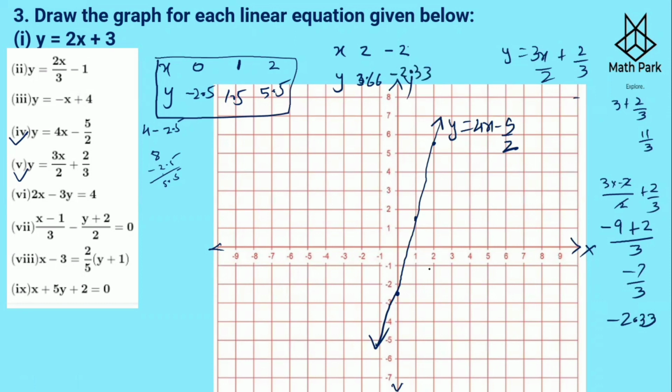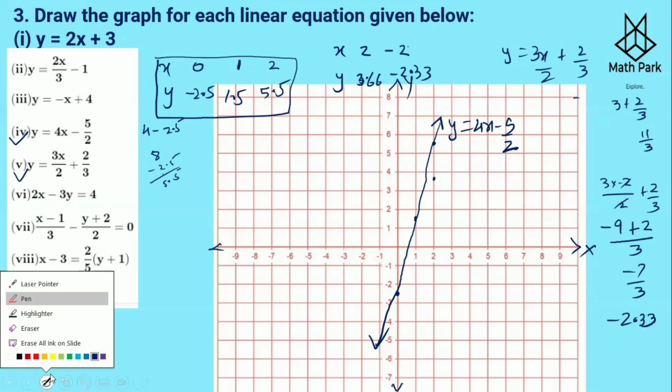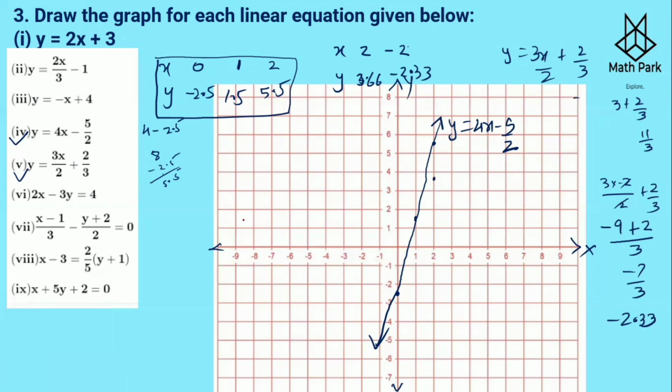Let us plot these 2 points. So x is 2 and y is 3.66 will be somewhere here. The next point was x is minus 2 and y is minus 2.33, which will be somewhere here. And let us join these 2 points. So joining these 2 points, we get the line.